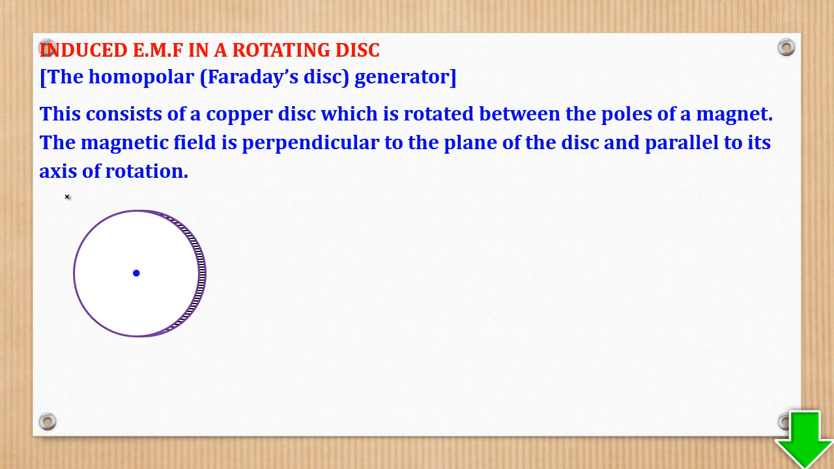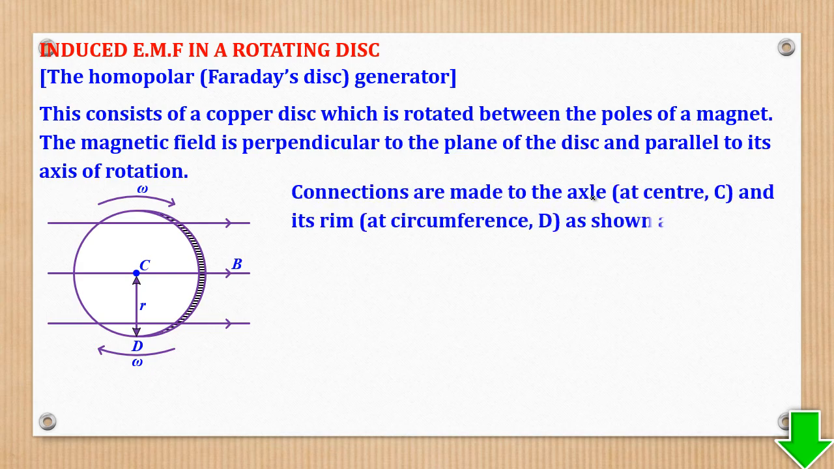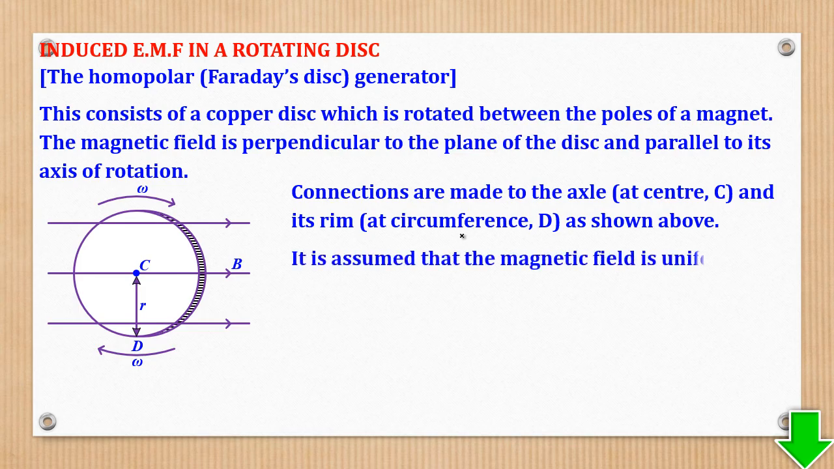So you have a disc, center, that is the radius, then it is rotated in that direction in the presence of the magnetic field. Connections are made to the axle, which is the center, and the rim. So the center is called the axle, the circumference is called the rim. It is assumed that the magnetic field is uniform over the radius CD.